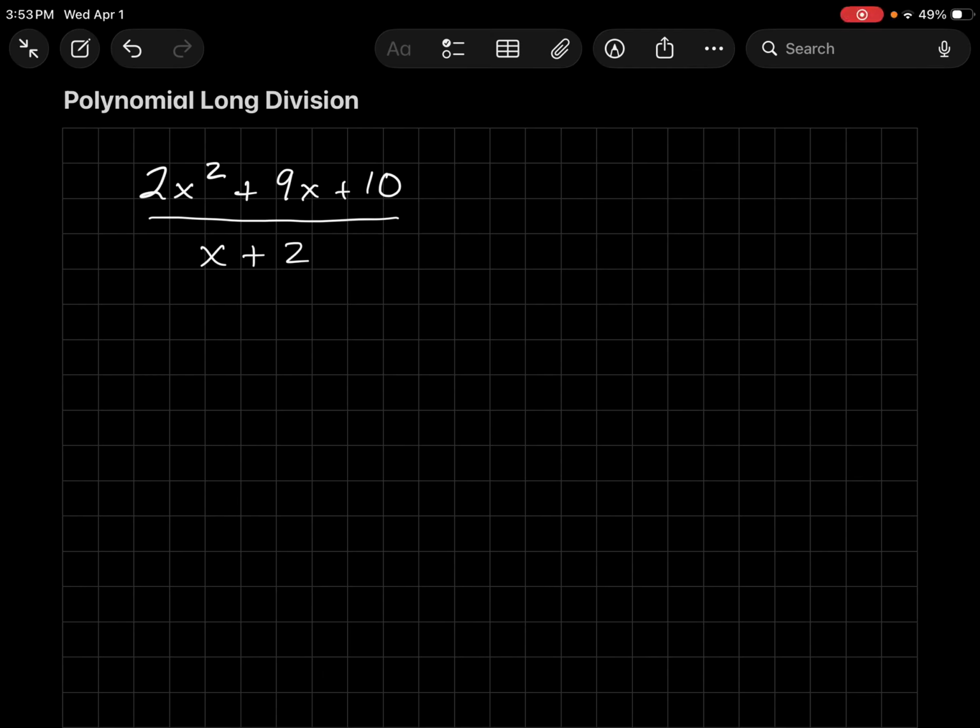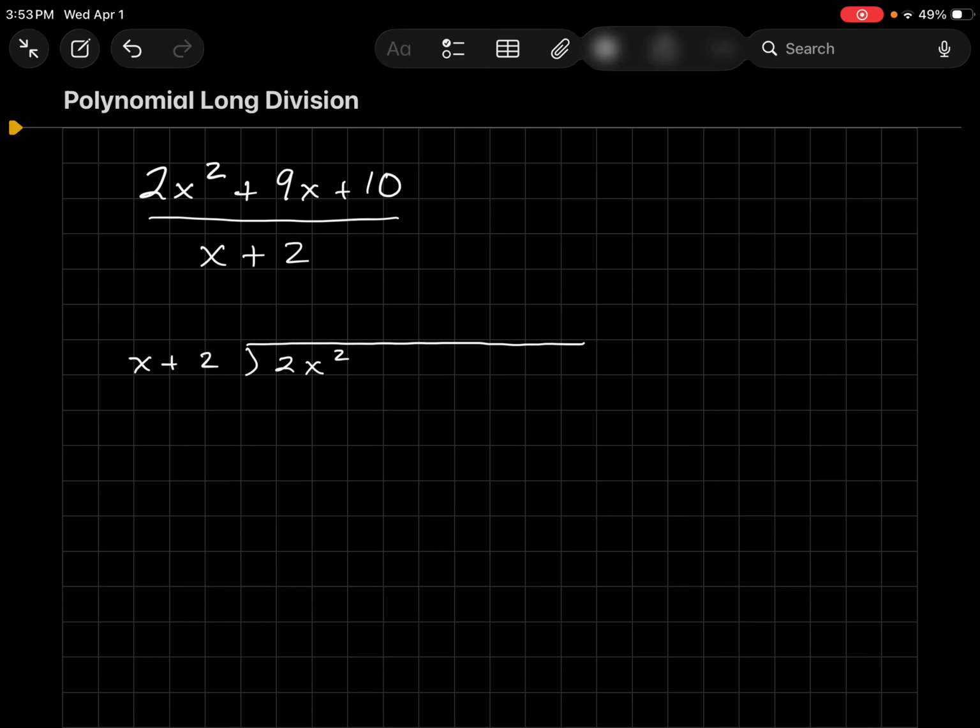Polynomial long division. Suppose we want to divide 2x squared plus 9x plus 10 by x plus 2. I'm going to use a process that you might remember from doing long division, maybe in elementary school, where I will rewrite my problem in this fashion. And then I want to see how to get this into this.